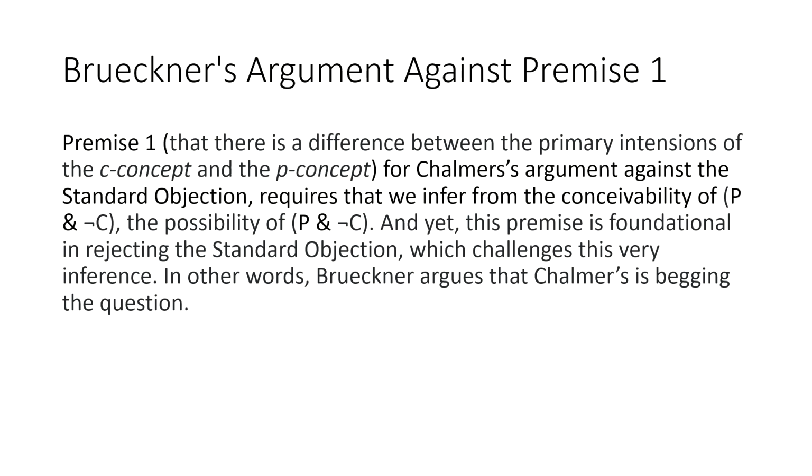So he says that this first premise, that there is a difference between the primary intentions of this P concept and the C concept, is a problem. For Chalmers' argument against the standard objection requires that we infer from the conceivability of P and not C the possibility of P and not C. And yet, this premise is foundational in rejecting the standard objection, which challenges this very inference. In other words, Brueckner is arguing that Chalmers is begging the question.